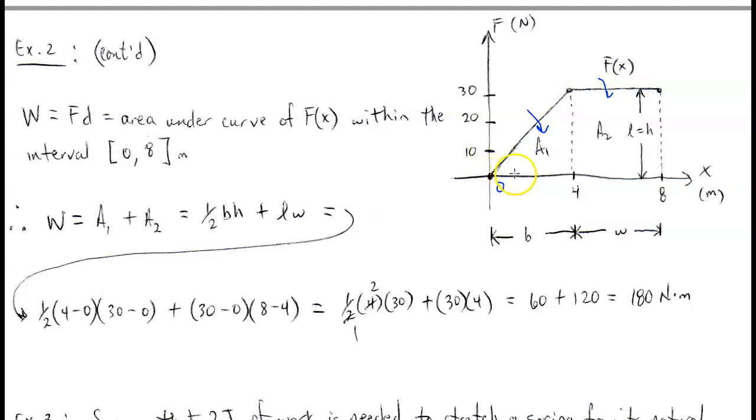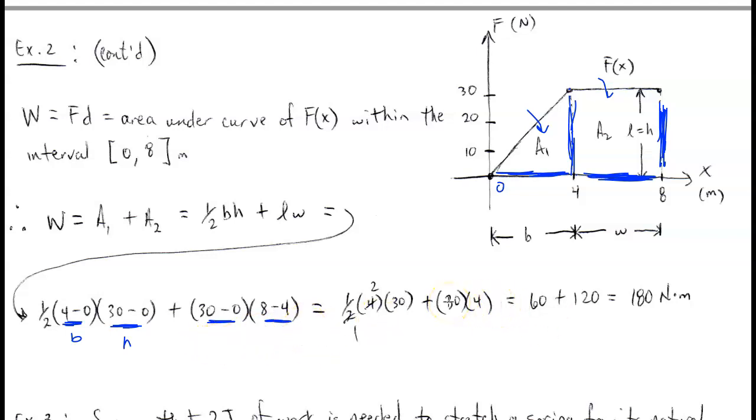In this case, area 1 is going to be a right triangle where our base is going to be 4 and our height is going to be 30. I just say the base is the difference between 4 and 0, and the height is the difference between 30 and 0. And of course, for this rectangle, we have a base of 4 and a height of 30 as well. That's why you see 30 minus 0 here, 8 minus 4 there.